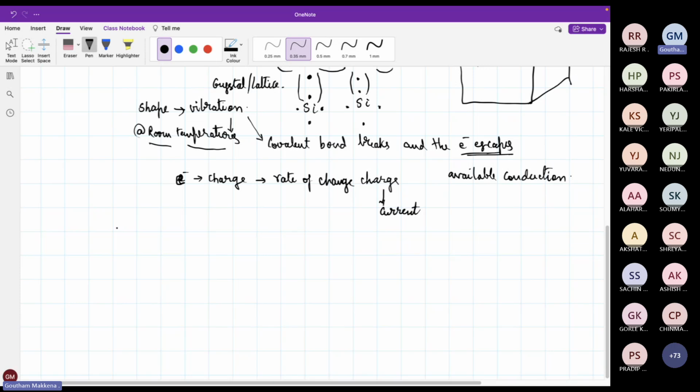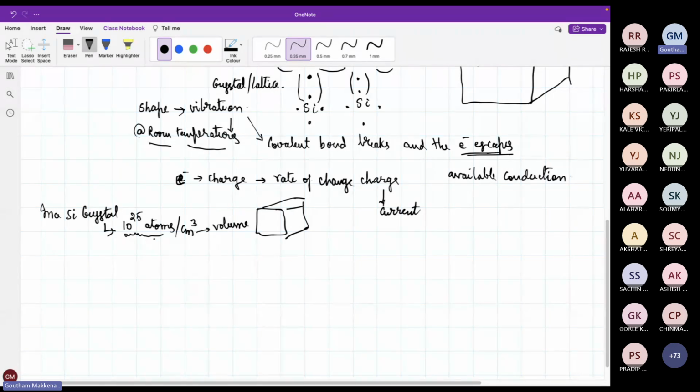So typically we'll look at some numbers. Typically, there are around 10 power 25 atoms per centimeter cube. So in a silicon crystal, if you take a centimeter cube, this is nothing but a volume. If you take a small cube, in this small cube you'll find 10 power 25 silicon atoms per that centimeter cube volume. So this is like a room, and in that room, I'll be finding 10 power 25 silicon atoms.